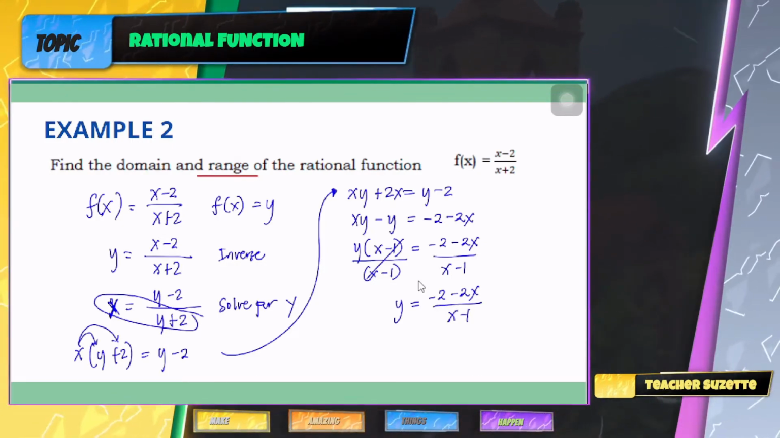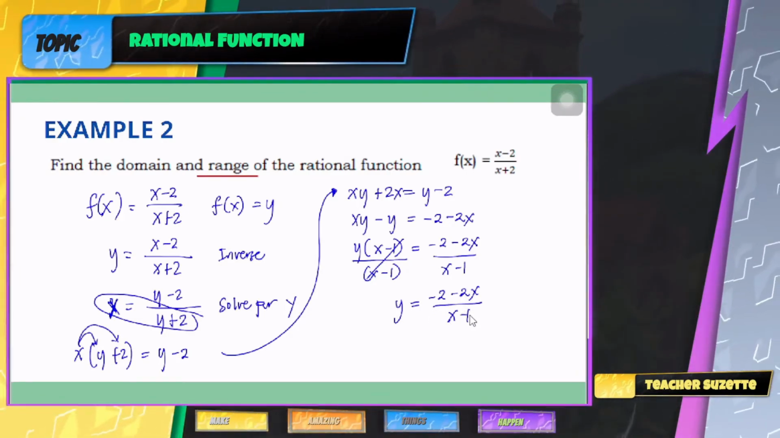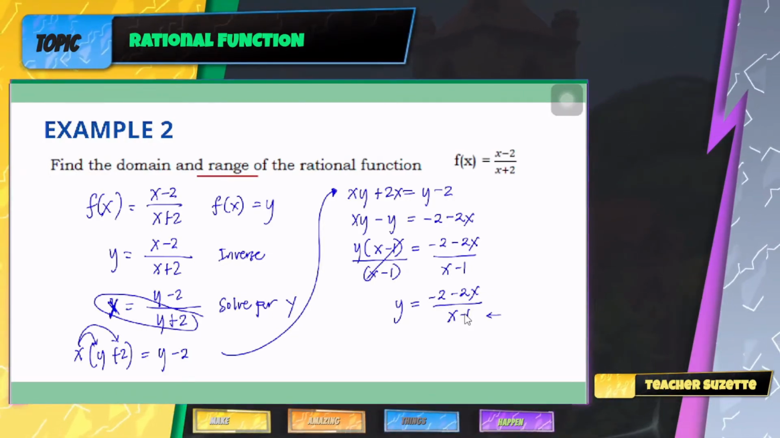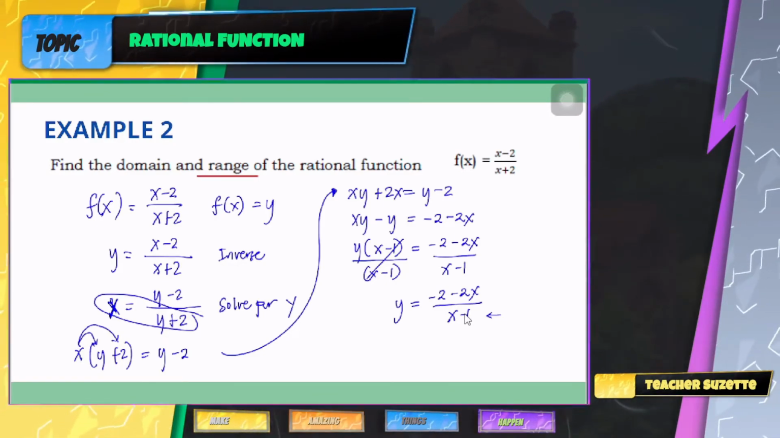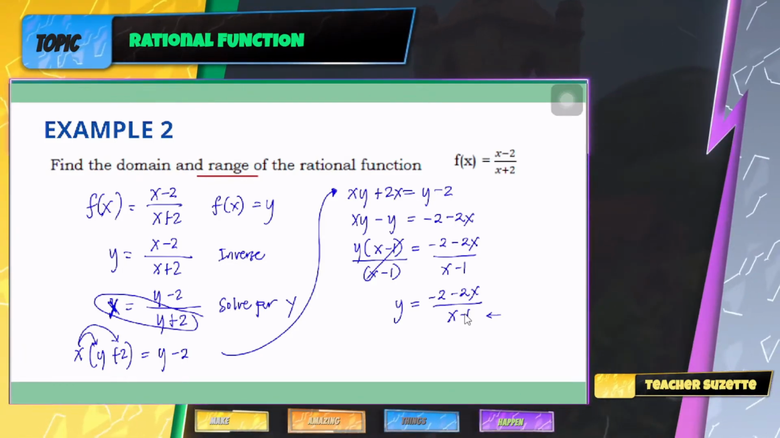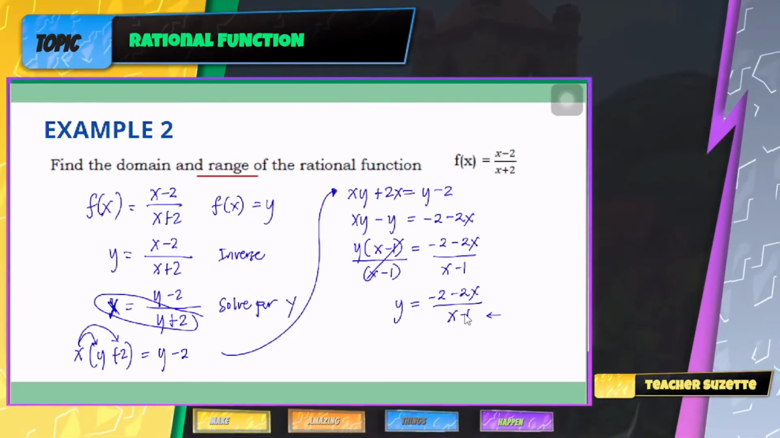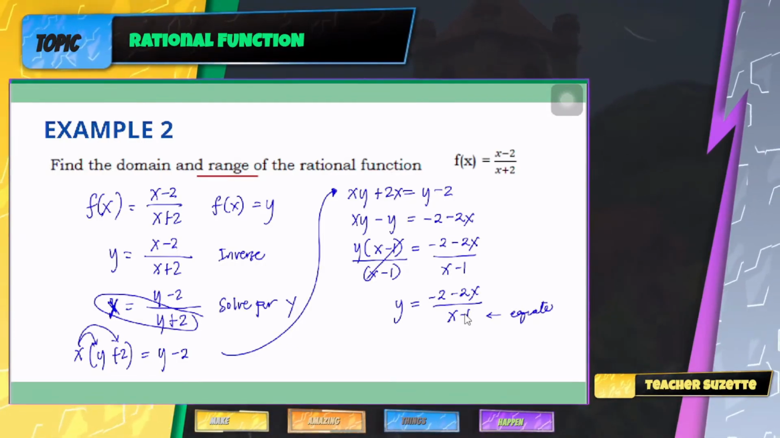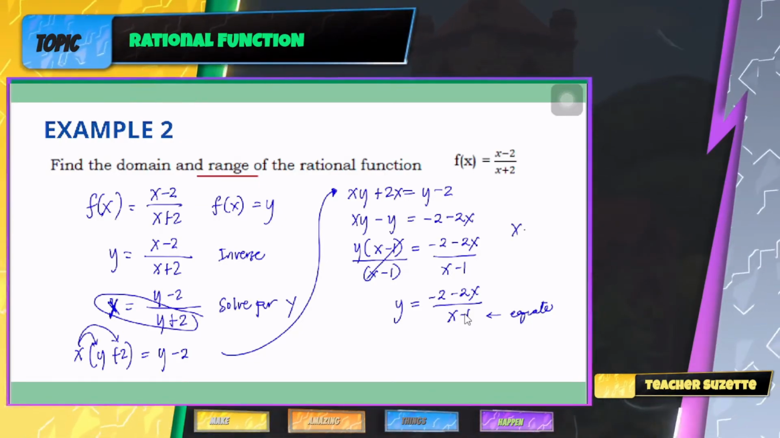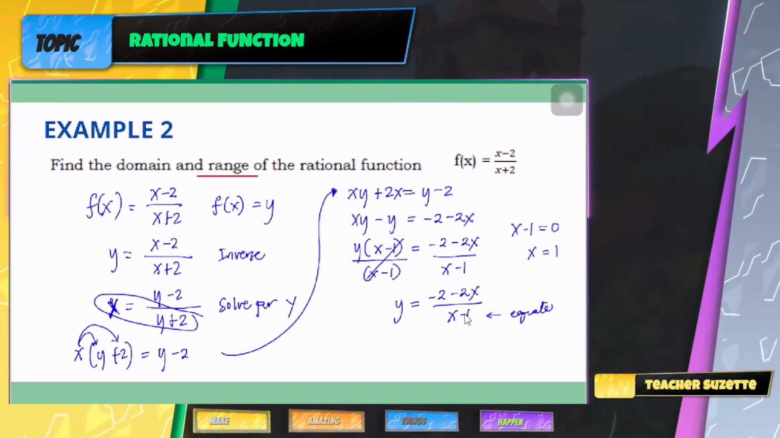So, based on the denominator of our y, which is x minus 1, for us to evaluate or find the restriction of our range, we look at the denominator and find the restriction in terms of x. So, we equate it to 0. So, x minus 1 is equal to 0. Then we transpose our negative 1 to positive 1.